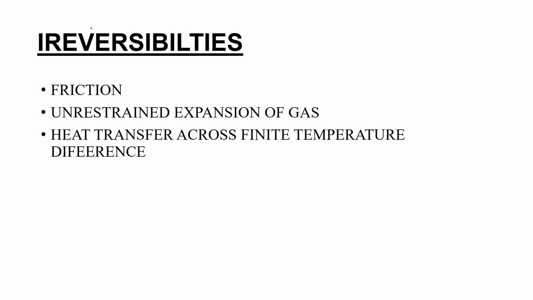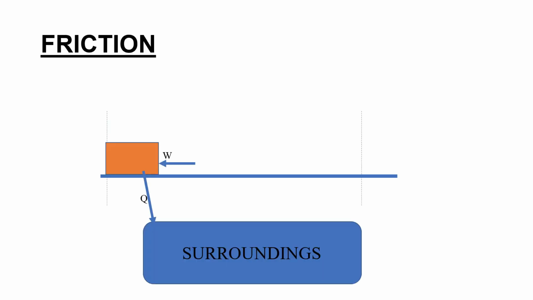There are several other factors, but these are the most important factors which make a process irreversible. We have already explained heat transfer across a finite temperature difference in the case of a Pepsi can. In a Pepsi can, heat is transferred from a low temperature body to a high temperature one. There is a finite temperature difference. We will see each one of them in detail.